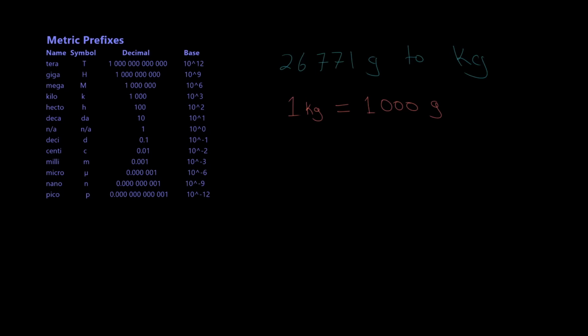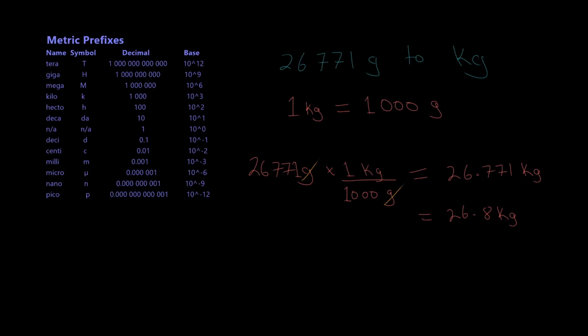up our conversion factor in such a way that we have grams in the numerator and we also have grams in the denominator. In this case, we'll multiply 26,771 grams by 1 kilogram divided by 1,000 grams. Grams cancel out and we're left with kilograms. This means we know that we've applied our conversion correctly. Making our multiplication, we get 26.771 kilograms, or rounding, we get 26.8 kilograms.